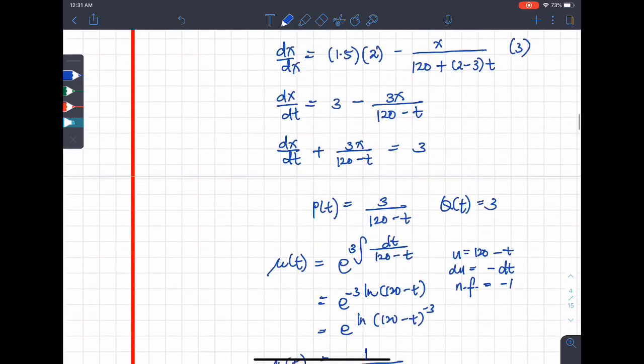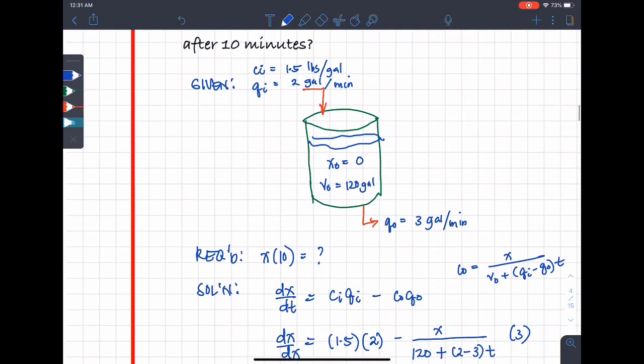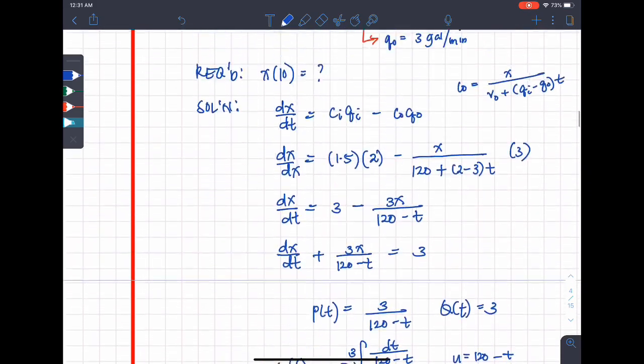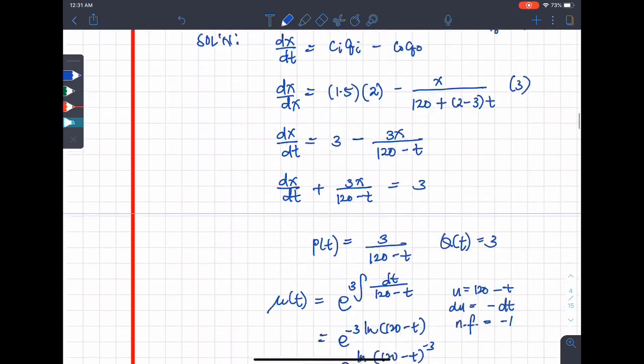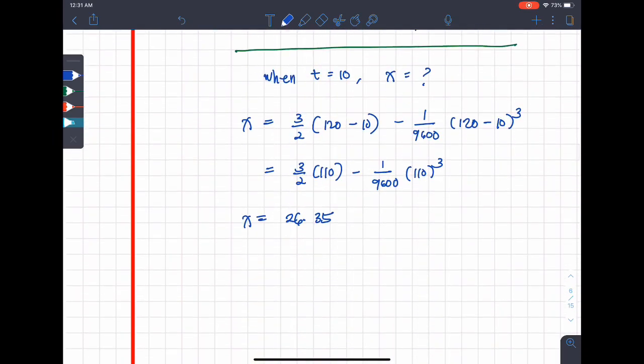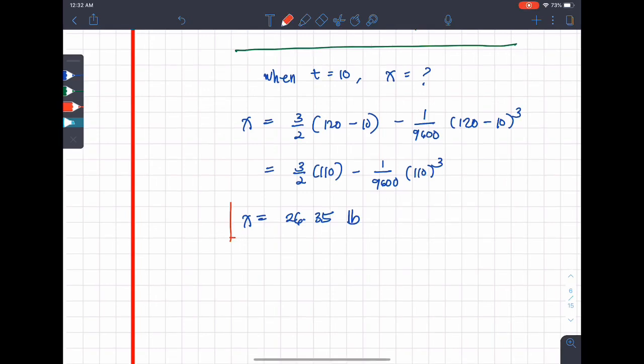And the unit will be pounds. So we have 26.35 pounds of salt present in our mixture after 10 minutes. Okay, so that's another set of problems.